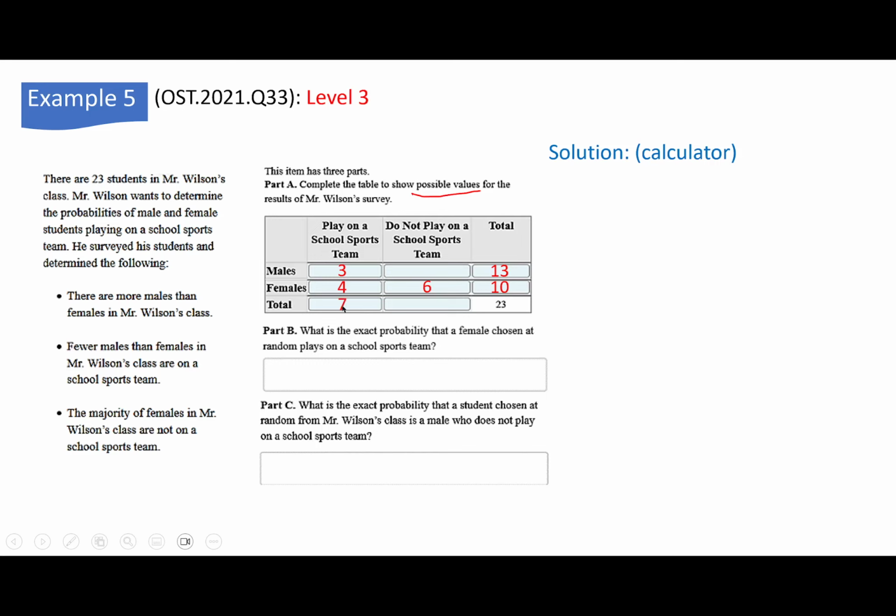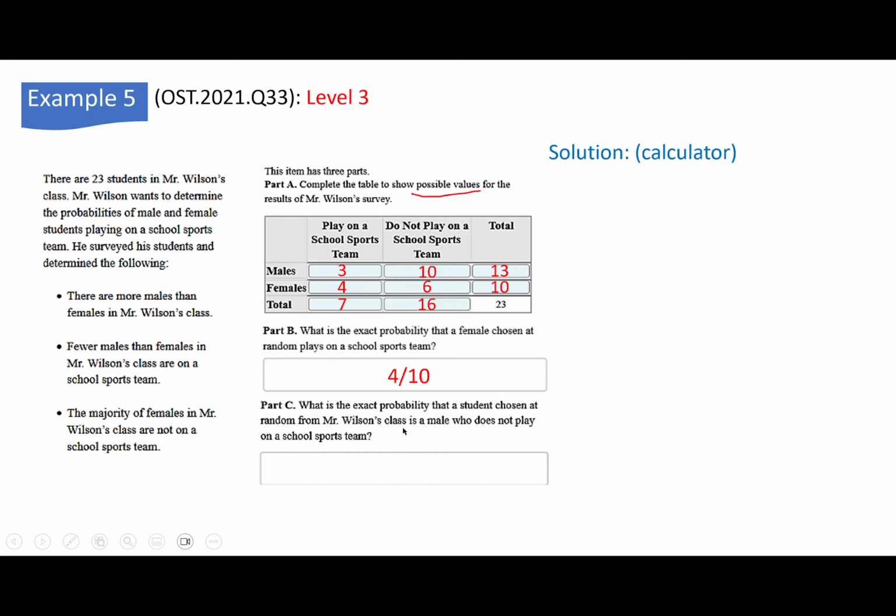Here I will get what? 7. Now 23 minus 7, I can get here 16. 13 minus 3, I can get here 10. Now, part B, what is the exact probability that a female chosen at random plays on a school sport team? How many females do we have? 10. 4 would be on the school sport team, so that would be 4 over 10.